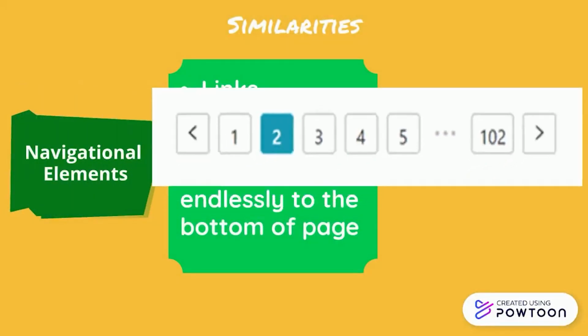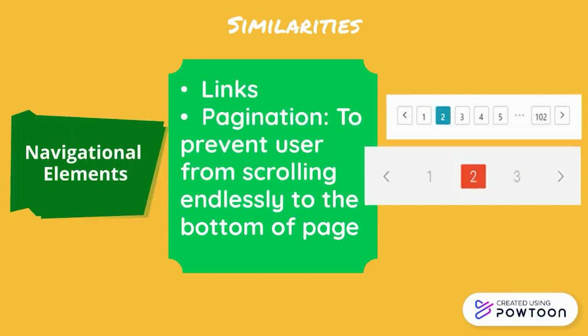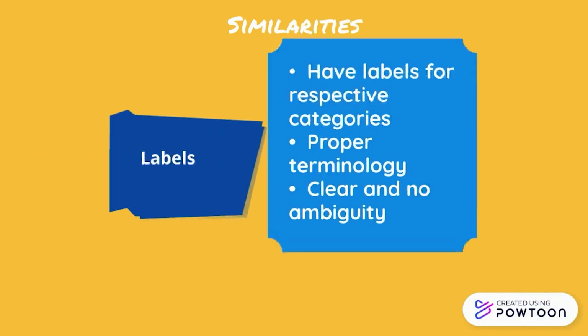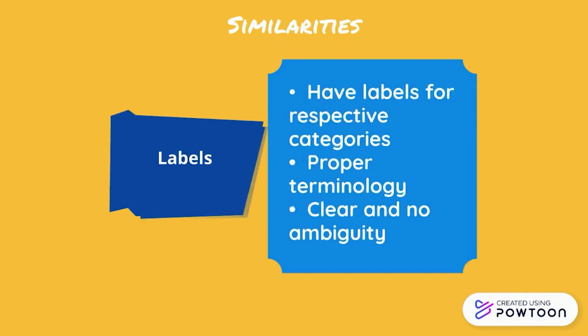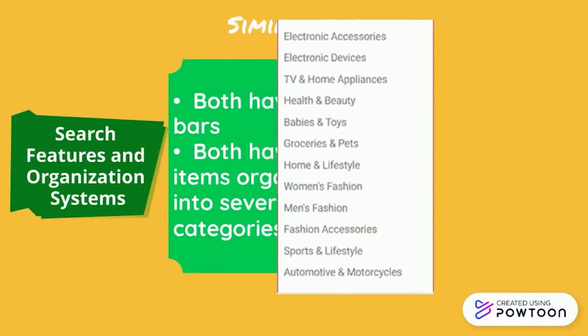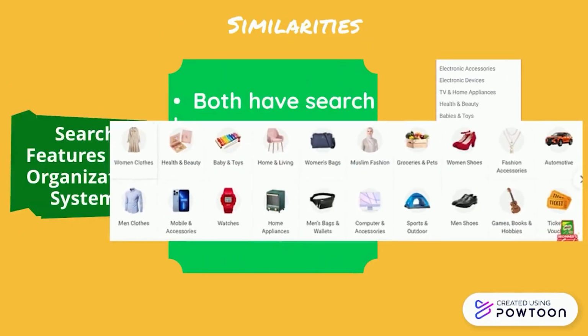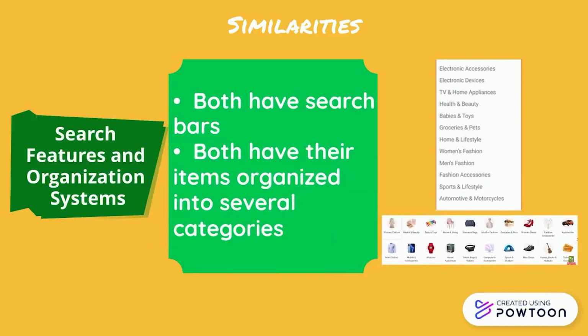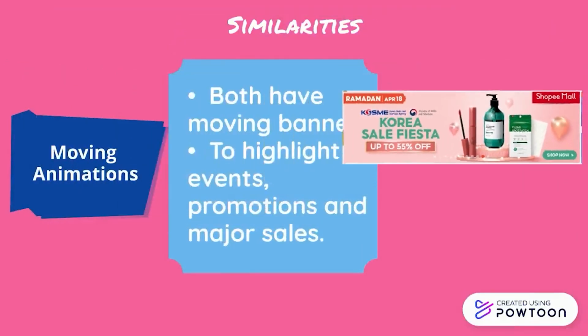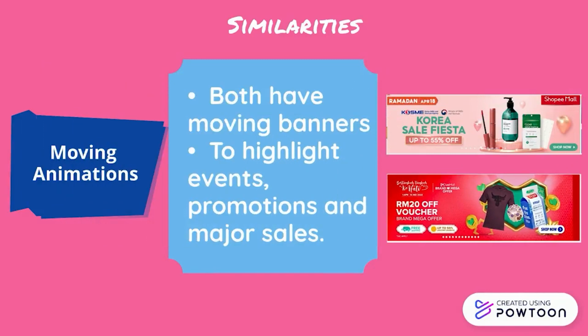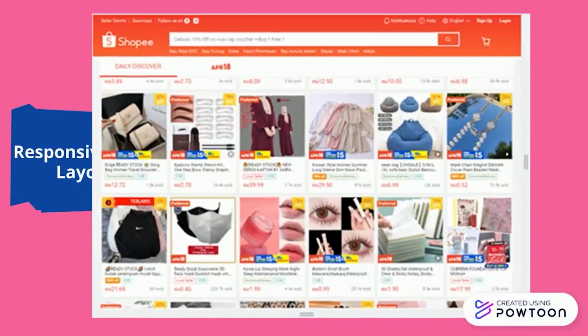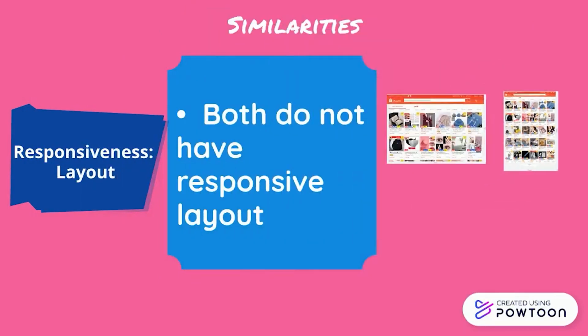For navigational elements, there are links and pagination as shown to prevent the user from scrolling endlessly to the bottom of the page. There are labels for categories, proper terminology is used, and they are clear and not ambiguous. As shown, both have several categories and search bars. Both have moving banners to highlight important events and sales. However, both do not have a very responsive layout.